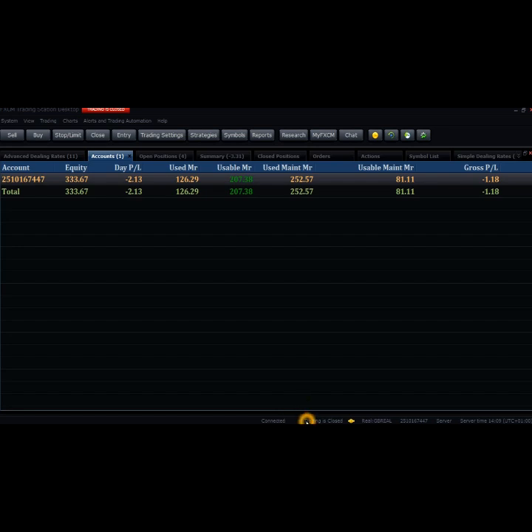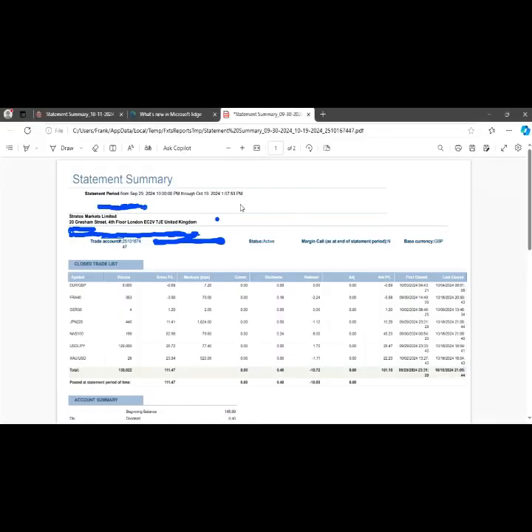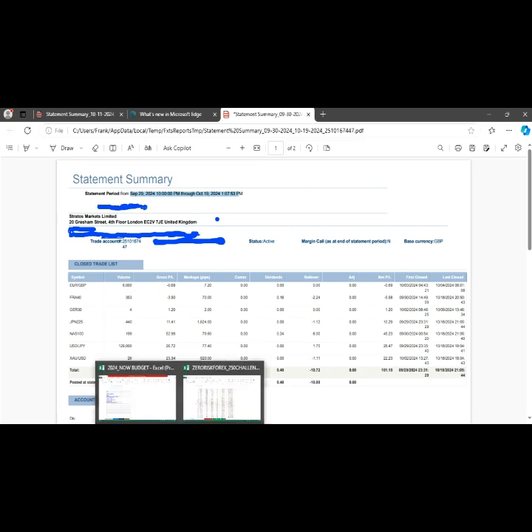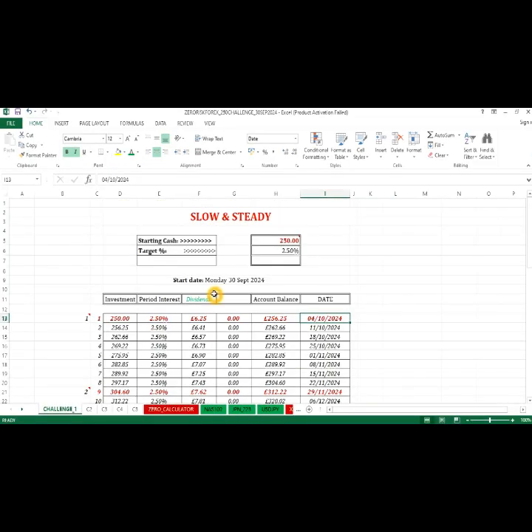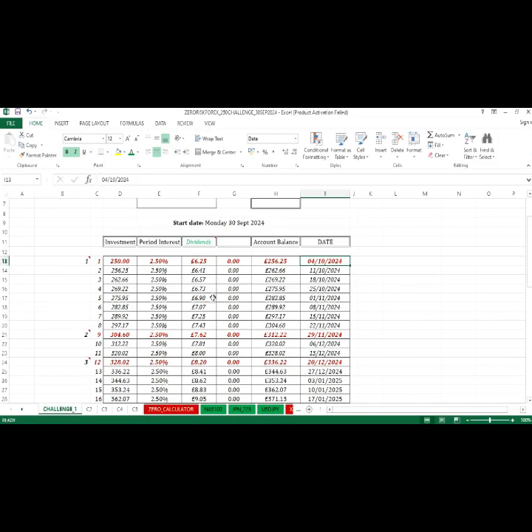Now, if we go back to that statement, start date September 29th to October the 19th, right? Even if you look at that, that's my name there, Frank. Look at the date it was printed. It's there. This was printed today, right? So 19th of September was the start date. That's the account number, right? That tallies with that. 30th of September, right?